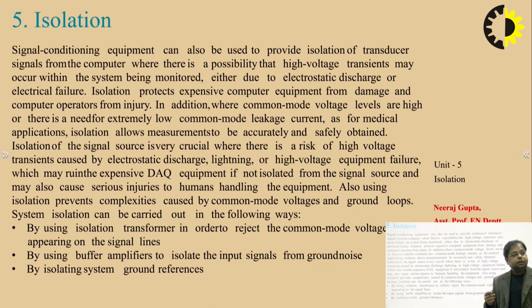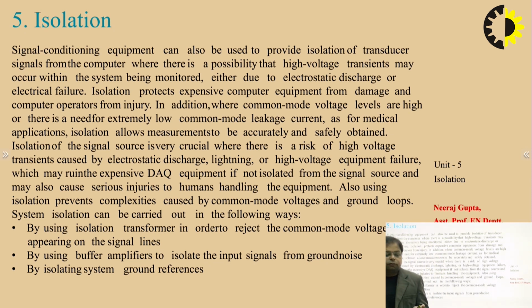These transients or high voltage lightning can ruin expensive DAQ equipment if it is not isolated from the signal source, and may also cause serious injuries to humans handling the equipment. Isolation also prevents the complexities caused by common mode voltages and ground systems. Isolation can be carried out in these ways: by using isolation transformers, by using buffer amplifiers to isolate the input signals from ground noise, or by isolating the systems or using ground references. These are very common ways in which we isolate a high voltage carrying circuit from the computer systems, or data acquisition systems.